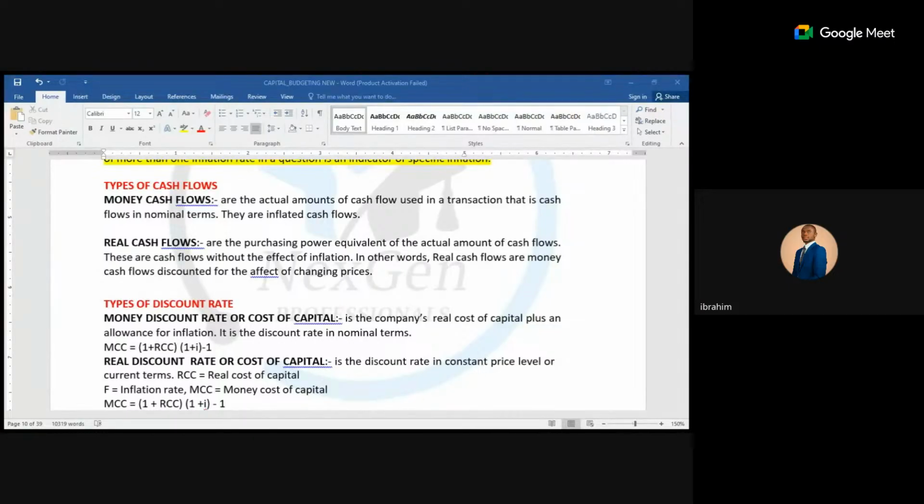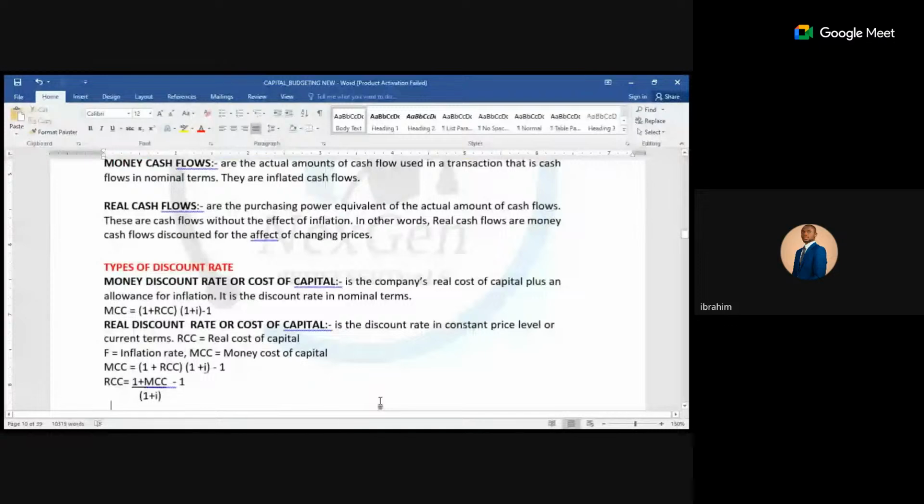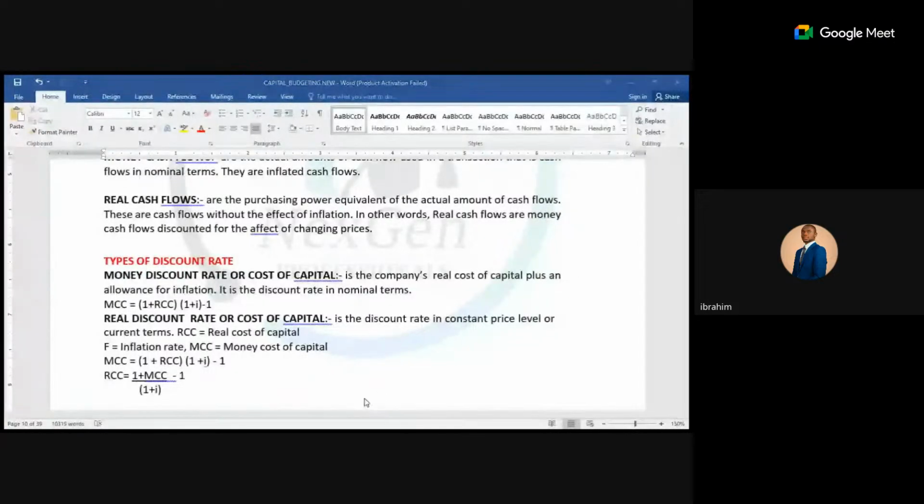Now, having explained this, we have what we call money cost of capital and real cost of capital. Class, use money cash flow to discount money cost of capital. Use money for money, use real for real. In the question, because the examiner wants to test you, they will tell you that the sales will increase by 5%, this variable cost will increase by 6%. The cash flow that you get is money cash flow.